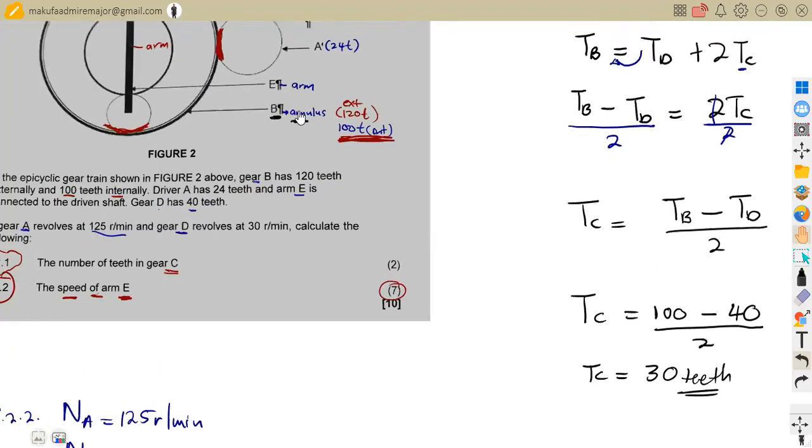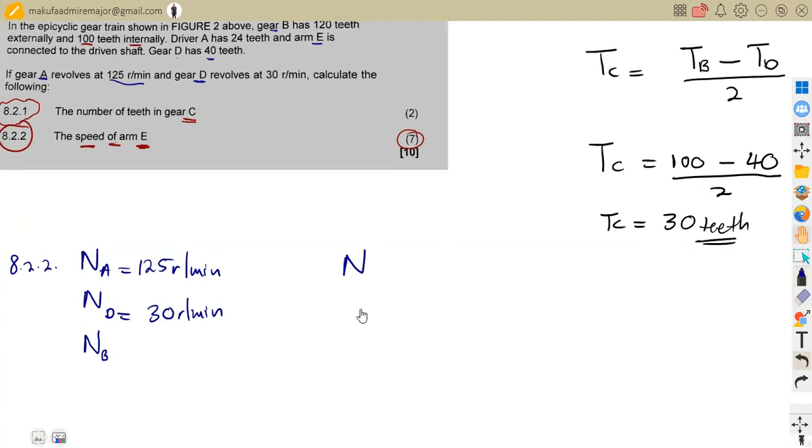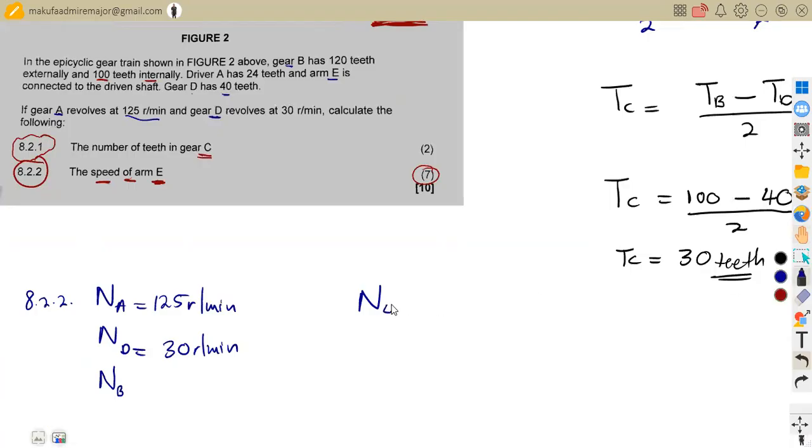So let us talk about the speed on B, because before we talk about the table, what is going to be the speed on B? Our question is asking us to calculate the speed of the arm, which is given as E. So we need the speed of arm E in this case, which is true. But on the table, we also need the speed of this B in our calculation. So where are we going to get the speed on B?